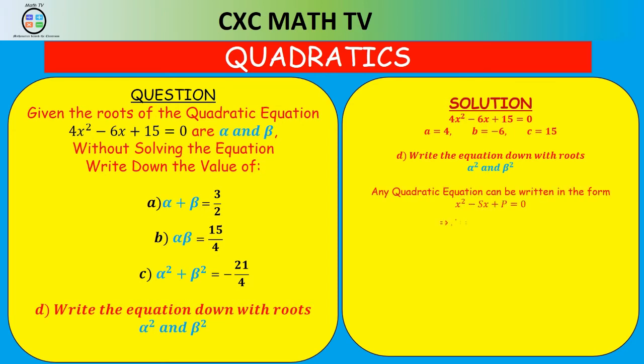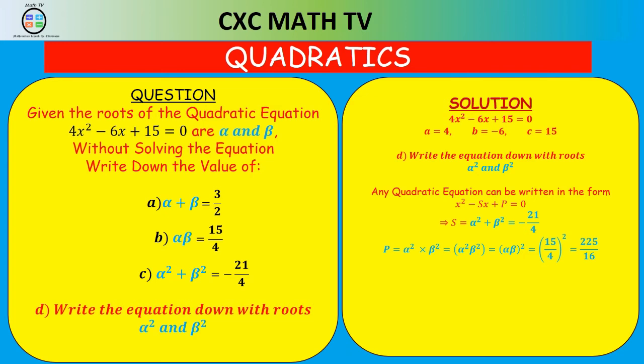The sum is going to be alpha squared plus beta squared, and we just found that that is negative 21 over 4. Now the product of the two roots is going to be alpha squared times beta squared, because the two roots are alpha squared and beta squared. Multiplying those, we would get alpha squared beta squared, which is alpha times beta all squared.